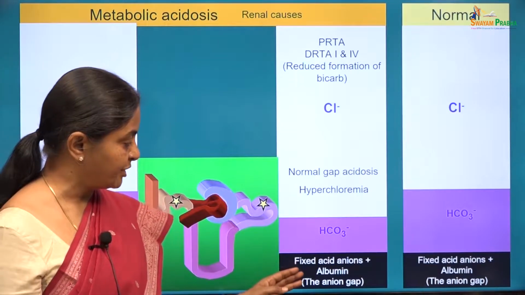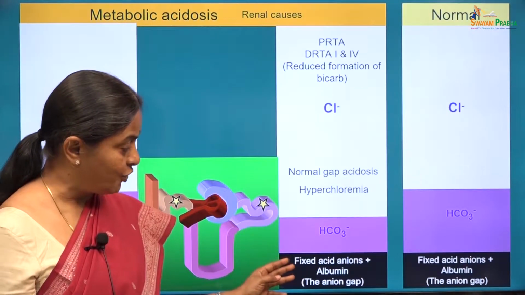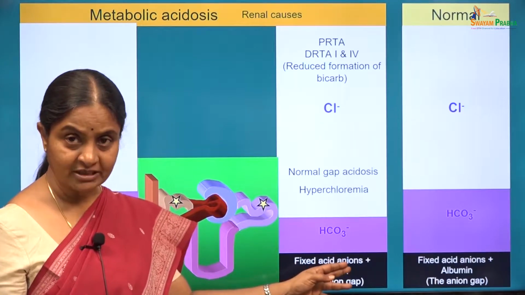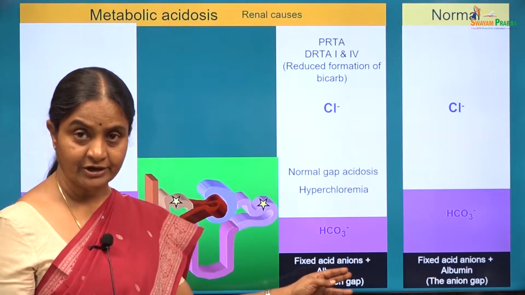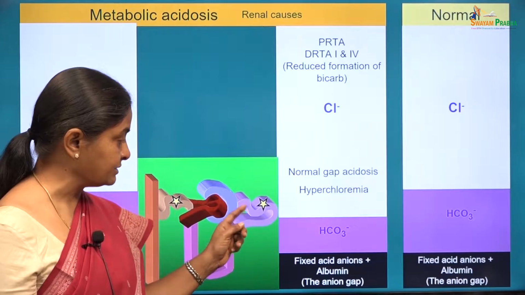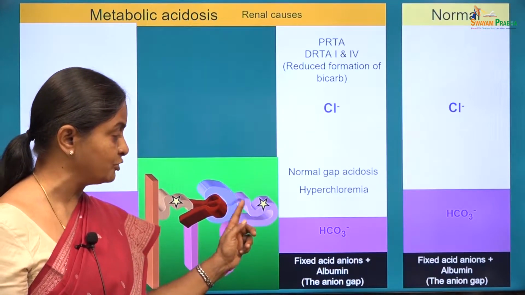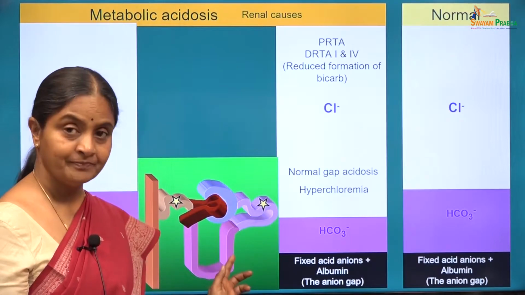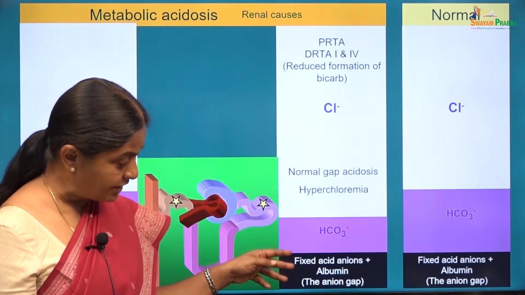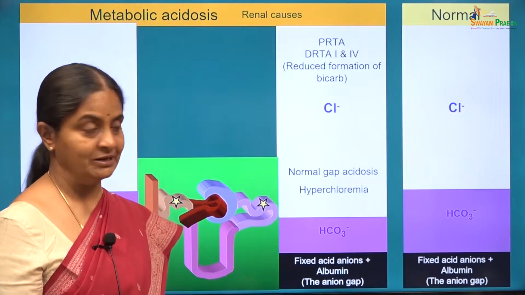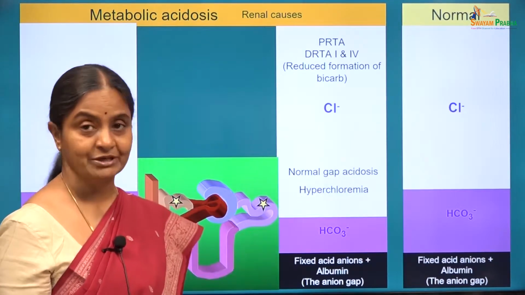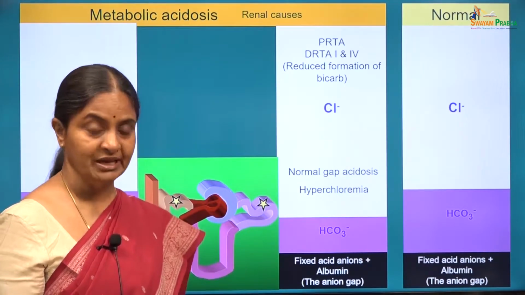However, because formation of fixed acid anions is normal, there is no metabolic disorder in this condition, and elimination of the fixed acid anions in the kidneys is normal because glomerular filtration rate is normal. The anion gap per se is normal. Therefore, this is a normal gap acidosis with hyperchloremia.